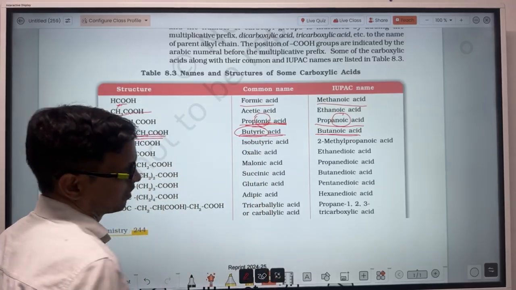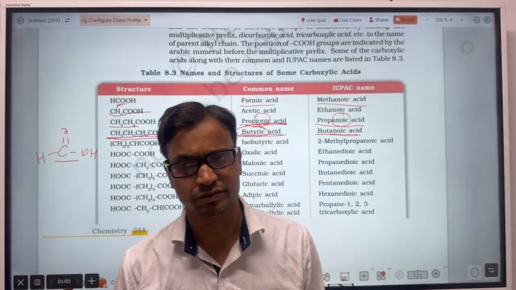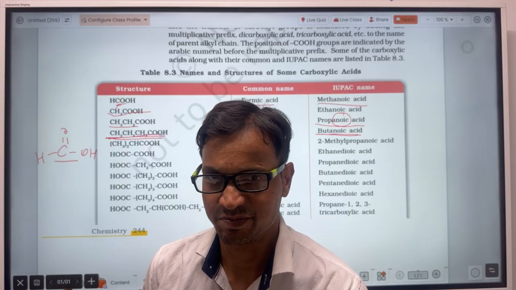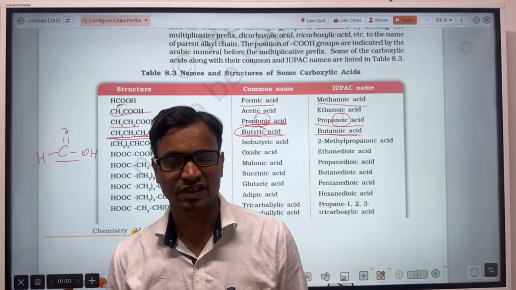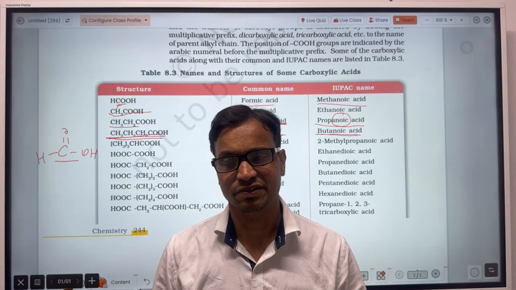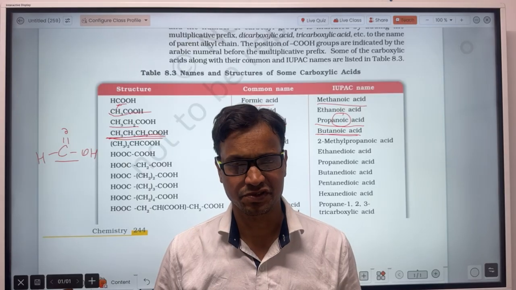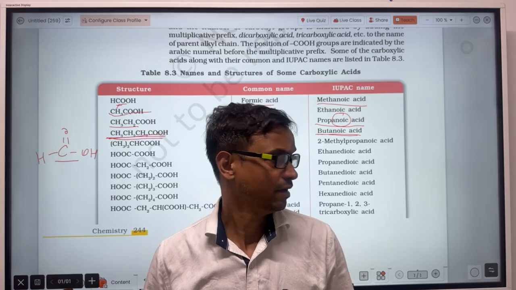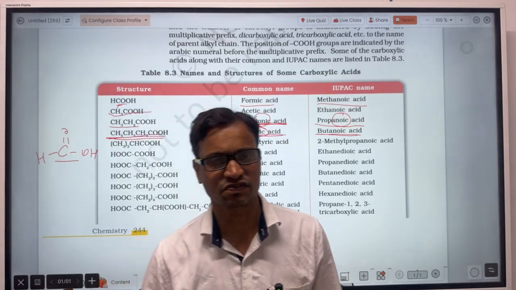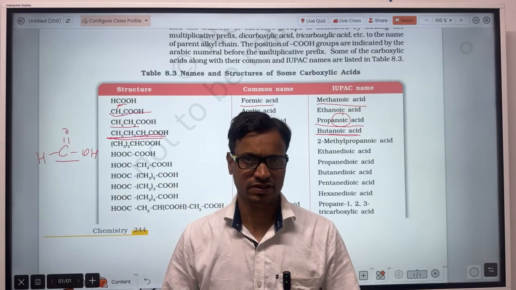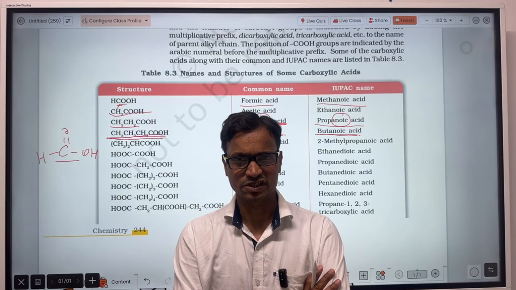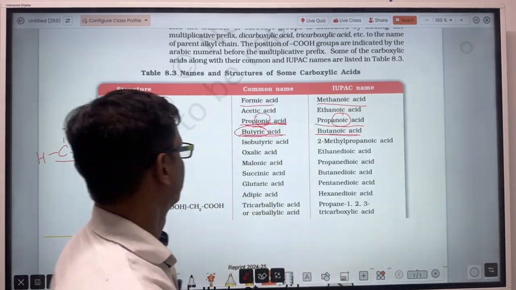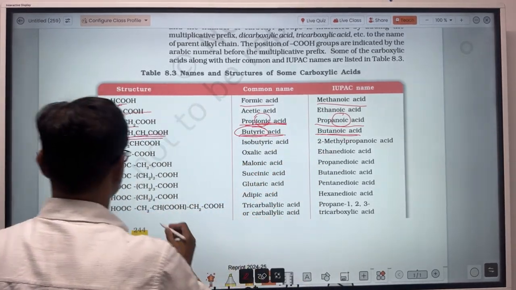When you prepare for the NEET examination, the common name is quite important, and not only for NEET, for the CUET obviously, because when you look at the nature of questions of the NEET examination and that of the CUET examination, they are similar. But it's also a fact that in the CUET examination, the level of questions is somewhat easier compared to that of the NEET examination. Anyway, let's see butyric acid, butanoic acid.